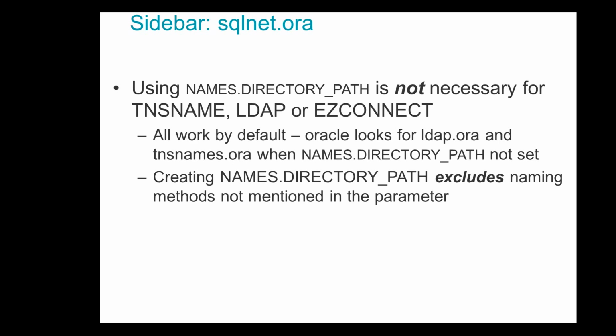It's not necessary to set up a names directory path most of the time. tnsnames, LDAP, and Easy Connect are default naming methods. They all work by default. Oracle looks for LDAP.ora and tnsnames.ora when the directory path is not set. But when you do set that value in sqlnet.ora, it excludes any naming method that is not explicitly mentioned in the parameter. So in the previous case, we left out one, and it was not used. And that would be Easy Connect. So Easy Connect would no longer be possible.